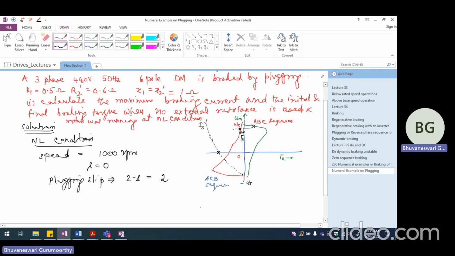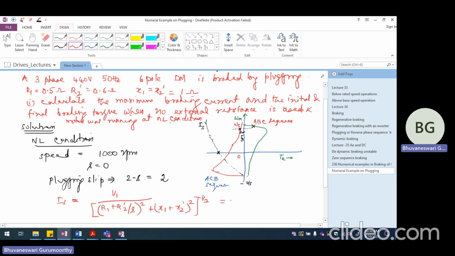In which case, we can calculate what is actually the current under that condition. We can calculate the stator current as V1, which is per phase voltage, divided by the square root of R1 plus R2 dash divided by S, whole square, plus X1 plus X2 dash, the whole square. This is the stator current, which is going to be maximum, which occurs when the plugging starts. That is, the slip is going to be 2.